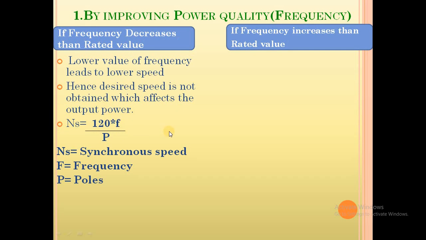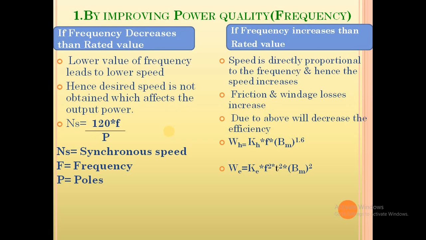for driving a particular application. Now we'll see what will happen if frequency increases beyond the required or rated value of the induction motor. Here we have seen speed is directly proportional to the frequency. So as frequency increases, synchronous speed will increase, and then the rotor speed or the actual speed of the induction motor also increases. If the speed increases, then the friction and windage losses also increase, and if the speed increases beyond a certain limit, then bending of the shaft may happen.